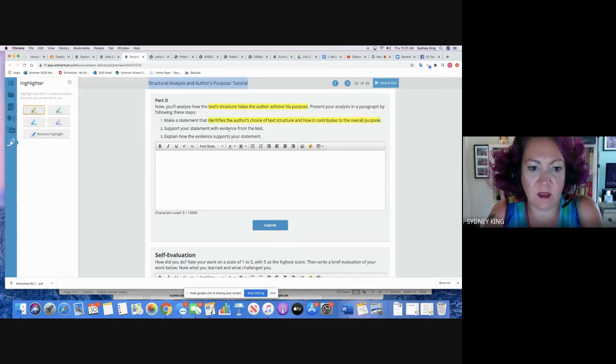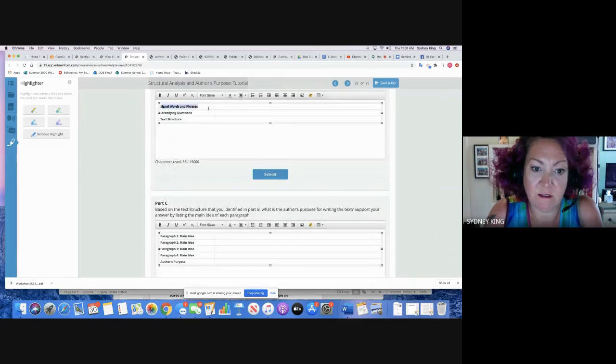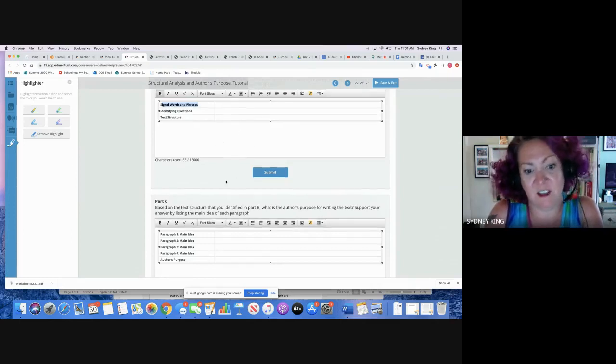So that's one thing. I need evidence from the text. And I need to explain how the evidence supports. All right, so I need to do those three things. Identify the text structure. How does it contribute to the overall purpose? What do I see as evidence, right? And that evidence from the text could be these signal words and phrases. I know I'm dealing with cause and effect because I'm looking at language that signals cause and effect.